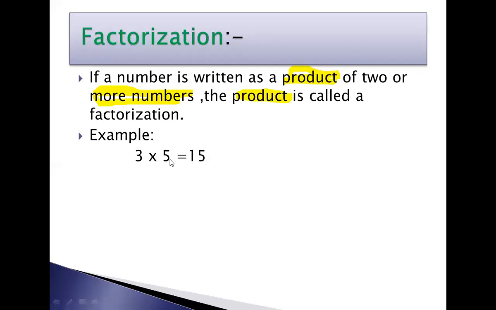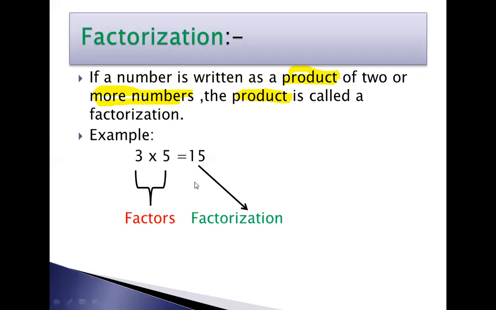3 multiplied by 5 is equal to 15. Here you have a number, 15, and it is written in this form. It means if you multiply 3 by 5 you will get the answer 15. So 3 and 5 will become the factors. 3 and 5 are called factors and the answer is called factorization.